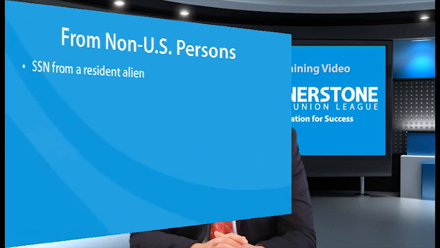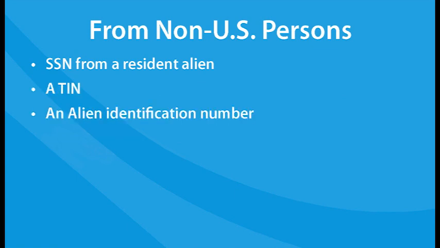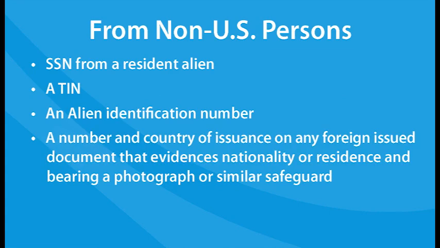For any non-U.S. person, a credit union may obtain a Social Security number from a resident alien, a TIN, an alien identification number, or a number and country of issuance on any other foreign-issued document evidencing nationality or residence and bearing a photograph or similar safeguard.